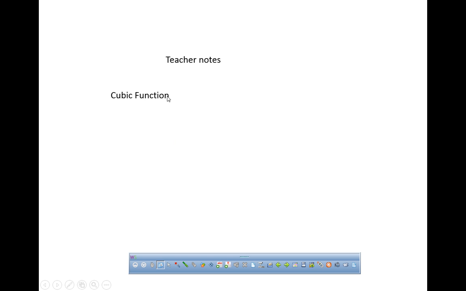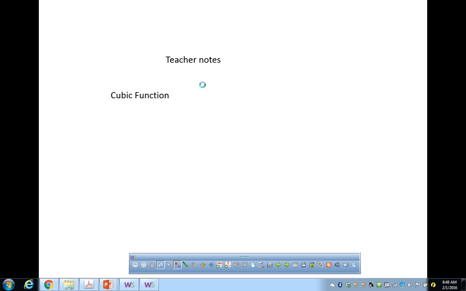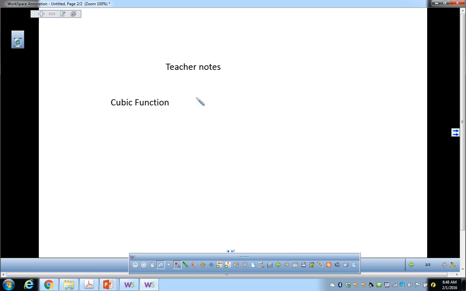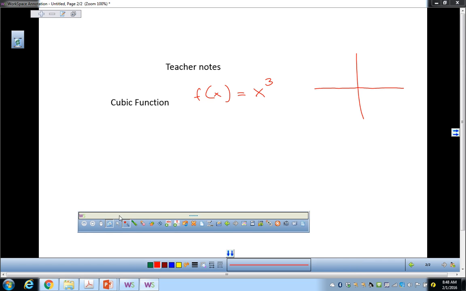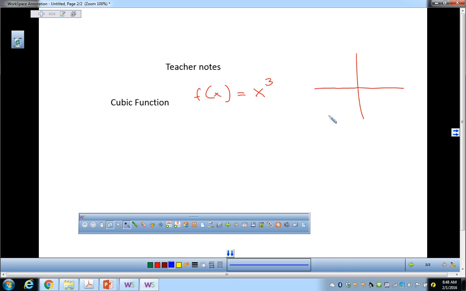Teacher notes, cubic functions. A cubic function looks like f of x is equal to x cubed. That's the basic cubic function. Anyone know what that cubic function looks like? If I were to graph it, what, Colton? Comes up from the bottom. Very nice. Yeah, it comes up from the bottom, goes through 0, 0, and goes up like that. So that's the basic y equals x cubed.